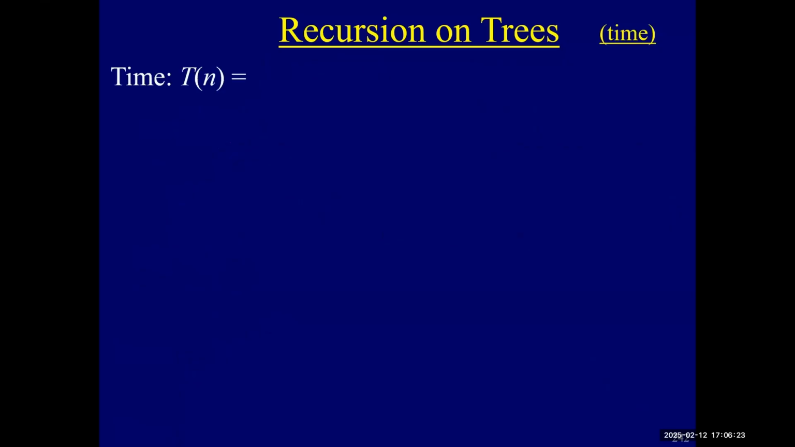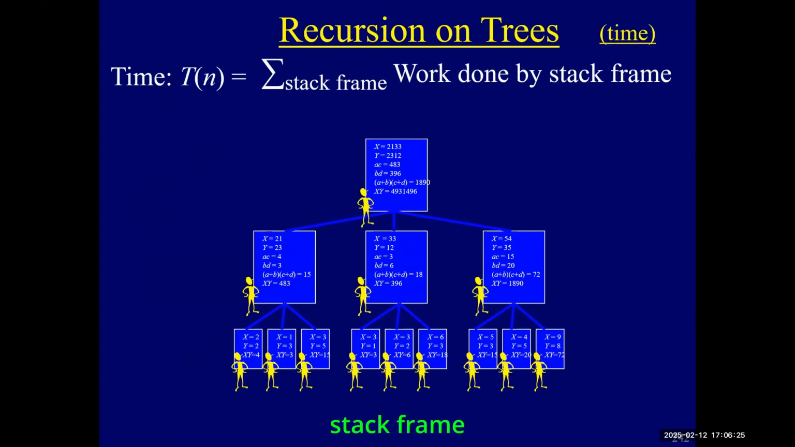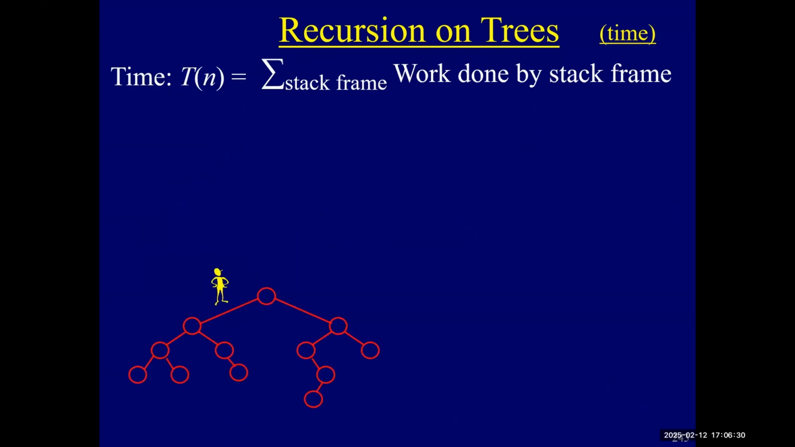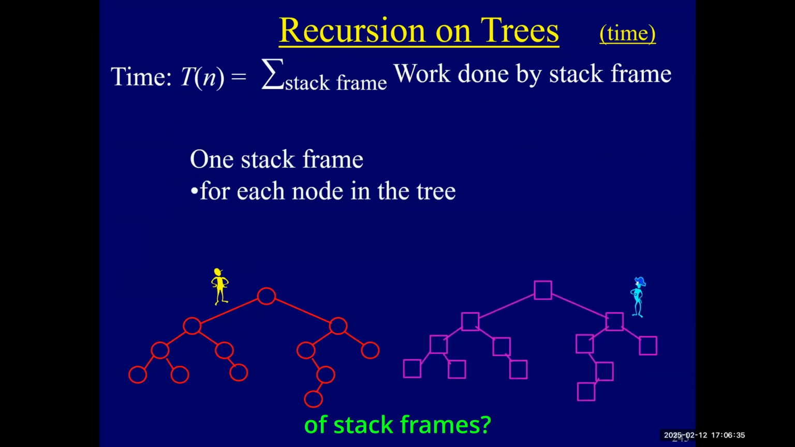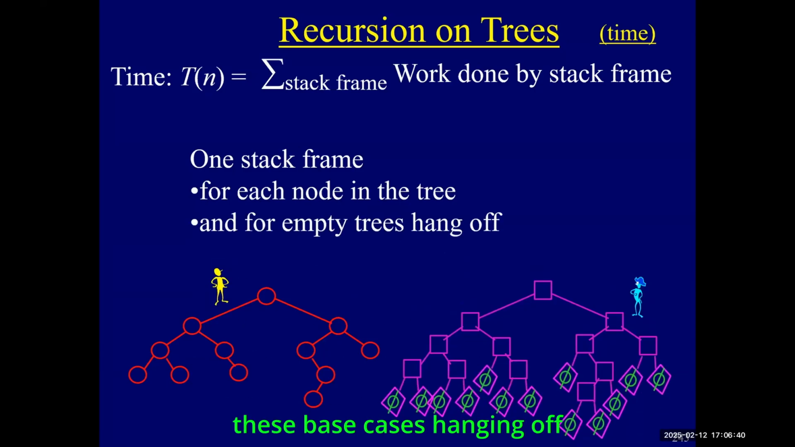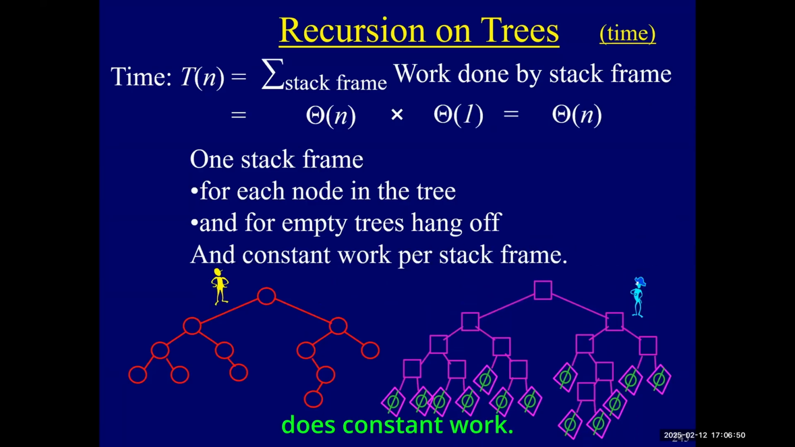Well, each stack frame does a constant amount of work, right? So if this is our tree, then what's our tree of stack frames? It mirrors it, except you have all these base cases hanging off. But the number of nodes doesn't more than double, right? And so the number of stack frames is order n, and each does constant work, right? So the total work is order n, which is kind of what we did here. Yeah?